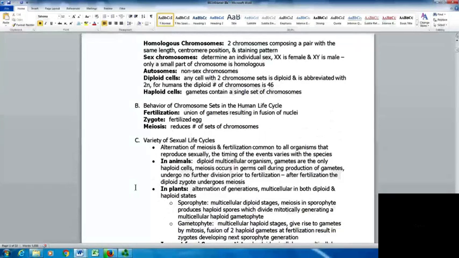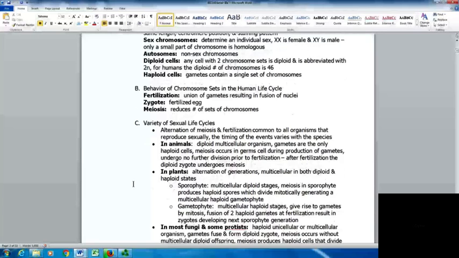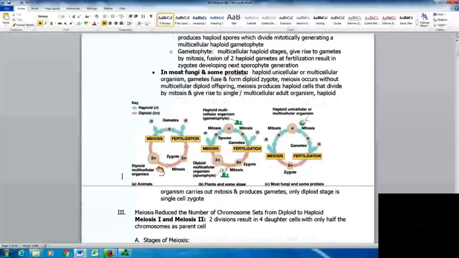So there is some variety in the sexual life cycles. It is a little bit different if you're looking at plants, animals, or the fungi and the protists. It is easier to look at this diagram. Here we've got the animals. What we're going to do is start here with meiosis. In an animal, it undergoes meiosis to make its gametes, the sperm or the egg. These are going to be haploid cells.